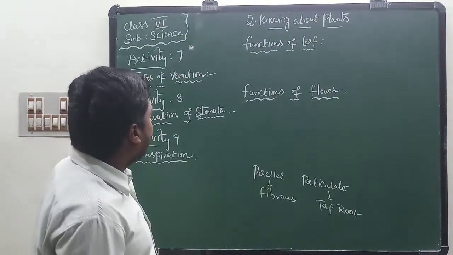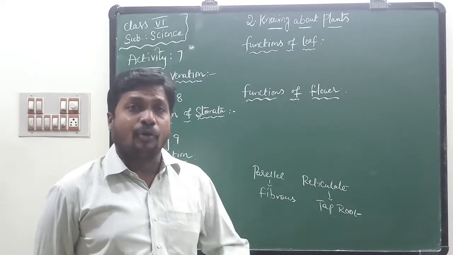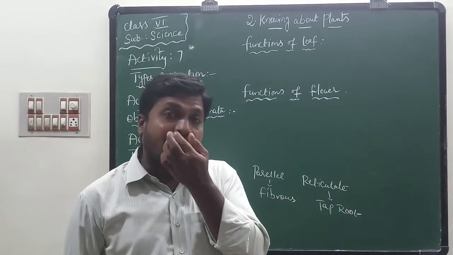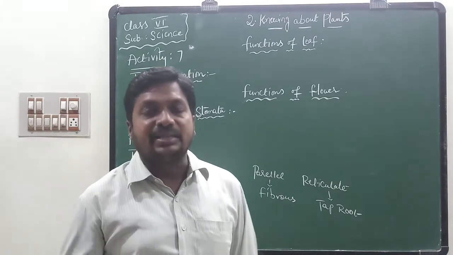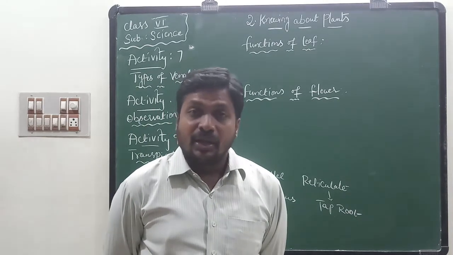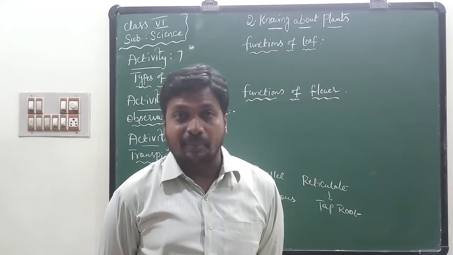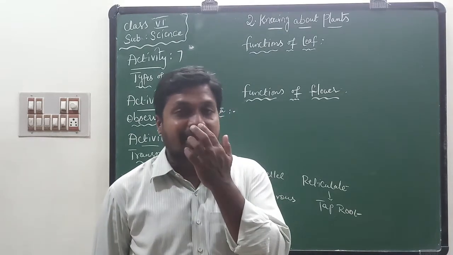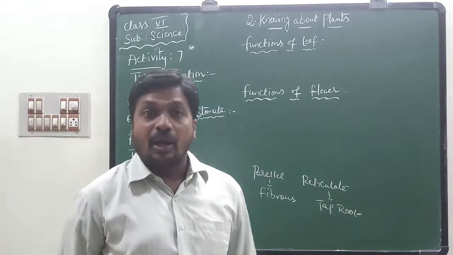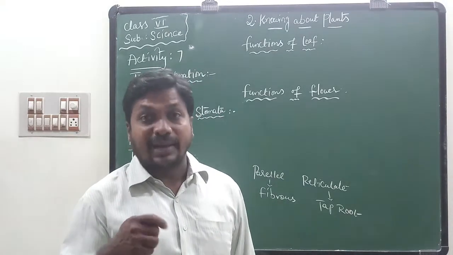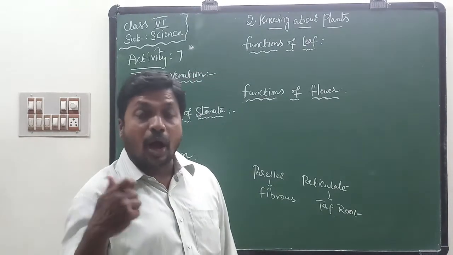Now, activity 8, observation of stomata. Do you know, children? We have nostrils. We have 2 openings in the nose which are helpful to take oxygen and release CO2 in the process of respiration. Plants also perform respiration, but they do not have nostrils like us. Correct or not? But how do they respire? They also require oxygen. They also release CO2. How do they respire?